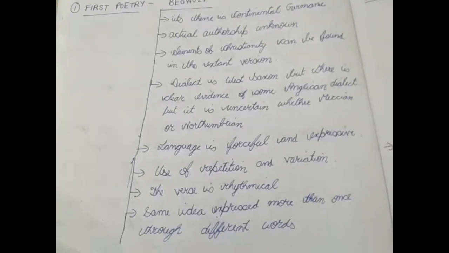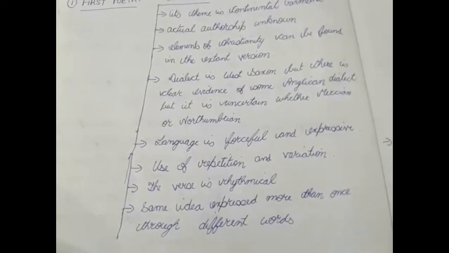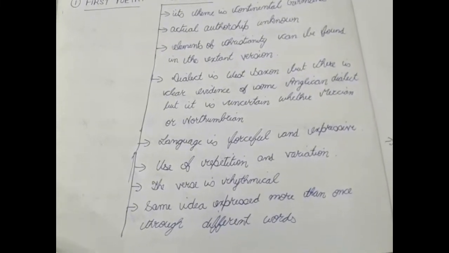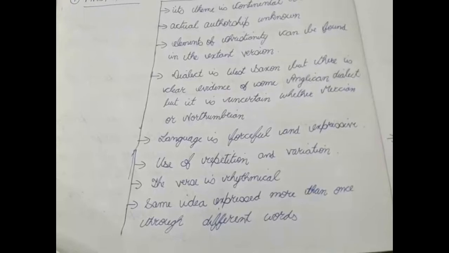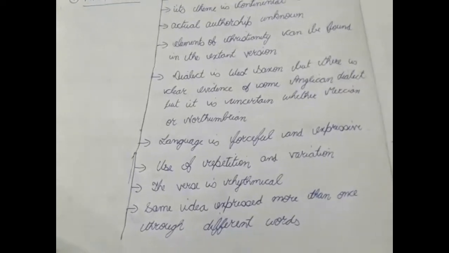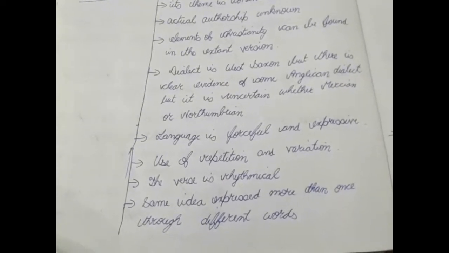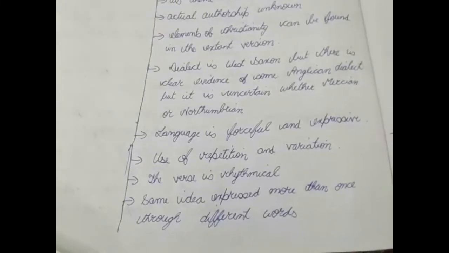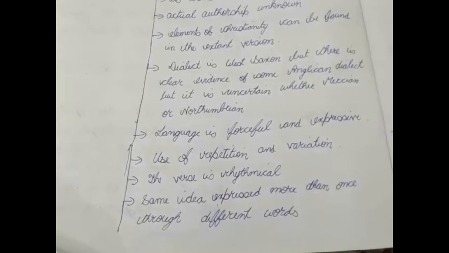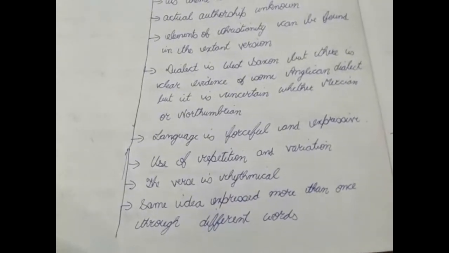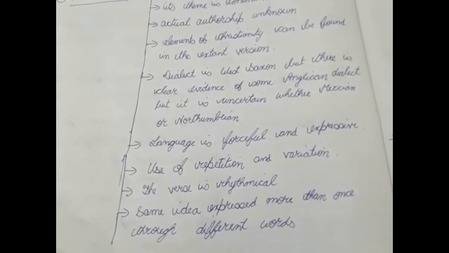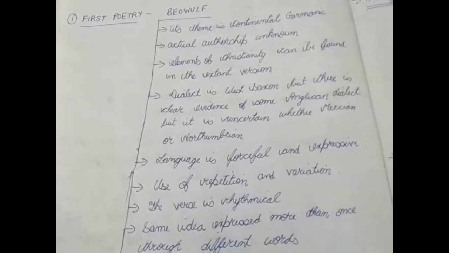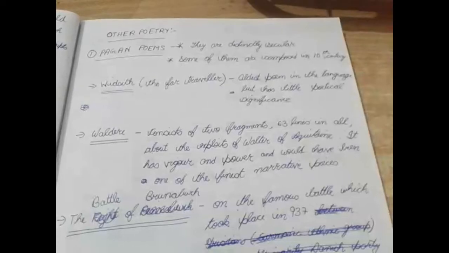Then the language of the poem is forceful. It is very forceful and expressive. There is use of repetition and variation in the poem, and if you read the poem, the verse is rhythmical, and throughout the poem you can see that the same idea is expressed more than once through different words. So these are the features of the first poetry of the Anglo-Saxon period, which is Beowulf.